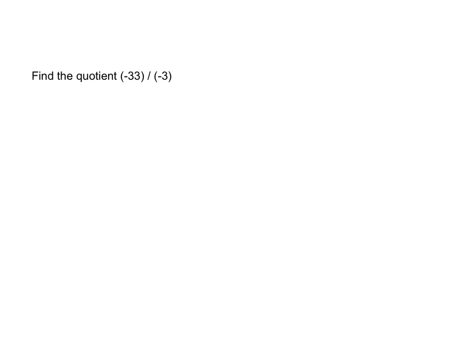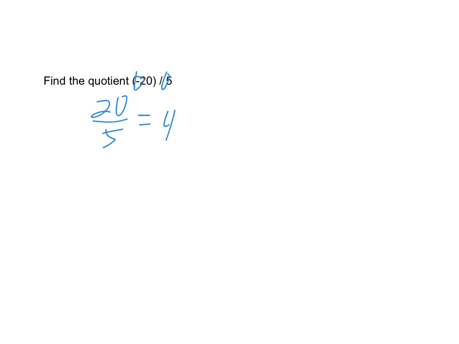So for this one, find the quotient negative 33 divided by negative 3. I can just take 33 divided by 3 and get 11. If you look at the signs of both, they're both negative, so my answer is going to be a positive 11. Same thing, negative 20 divided by 5, I can take 20 divided by 5 and get 4. 1 negative, 1 positive means my answer is going to be a negative 4.